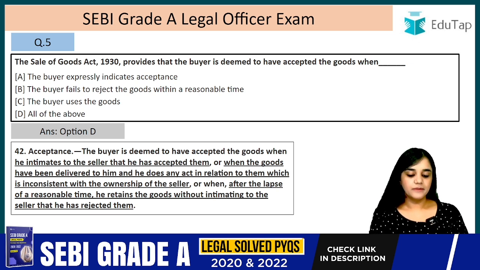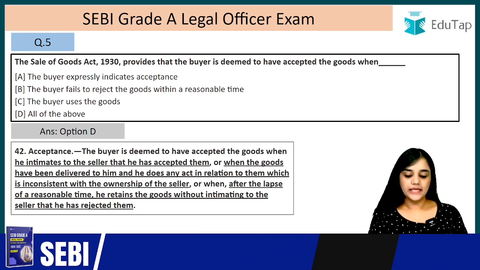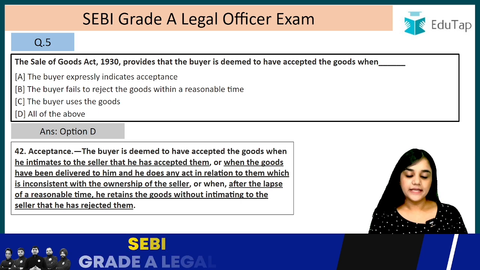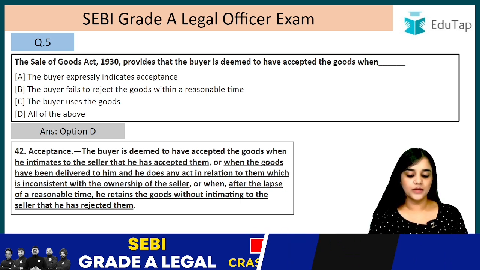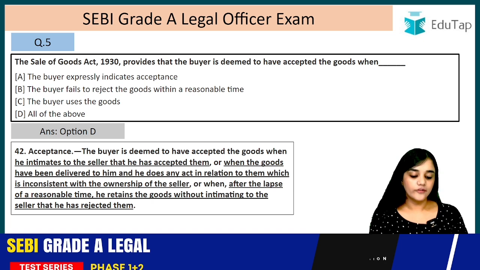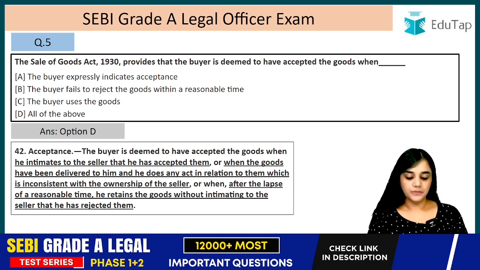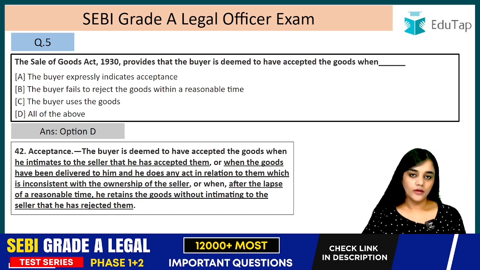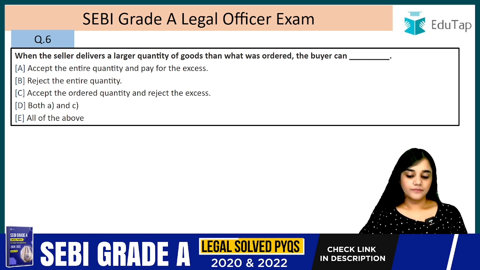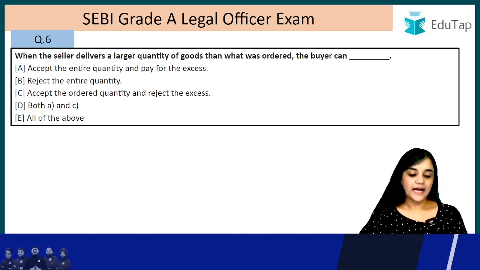The buyer is deemed to have accepted the goods when he intimates to the seller that he has accepted them, or when the goods have been delivered to him and he does any act in relation to them which is inconsistent with the ownership of the seller, or when after the lapse of a reasonable time he retains the goods without intimating the seller that he has rejected it. Right? Question number 6. When the seller delivers a larger quantity of goods than what was ordered.